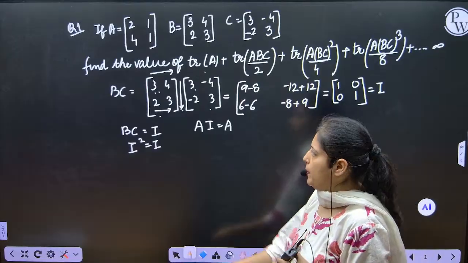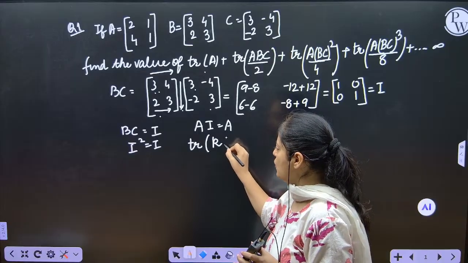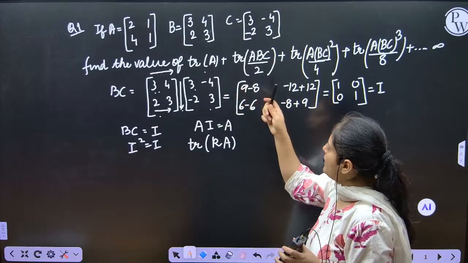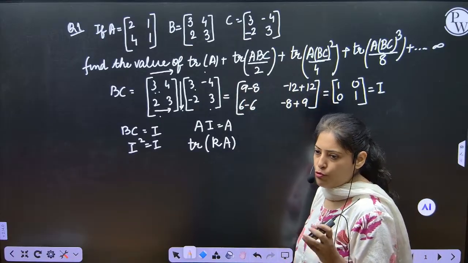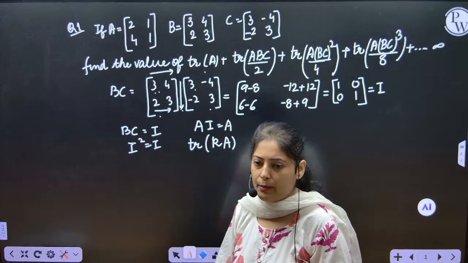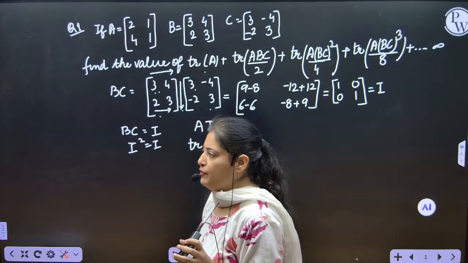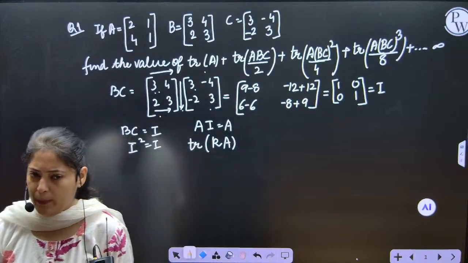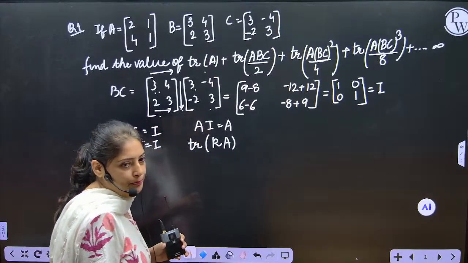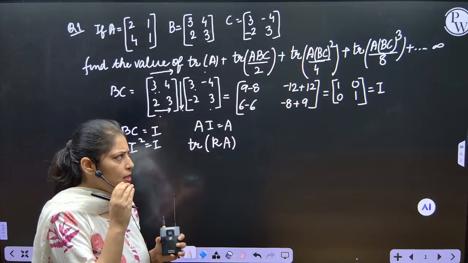And one more property related to trace of A is trace of k times A, where k is any scalar. Here the scalars are 1 by 2, 1 by 4, 1 by 8, and so on. And I hope you know the formula of sum to n terms and sum to infinity in GP, geometric progression, when the ratio is the same. Arithmetic progression is when the difference is the same, geometric progression is when the ratio is the same.